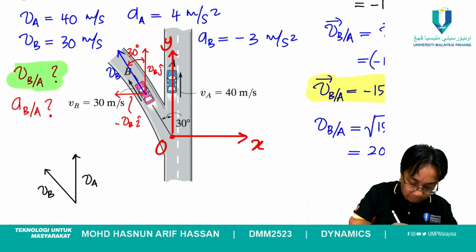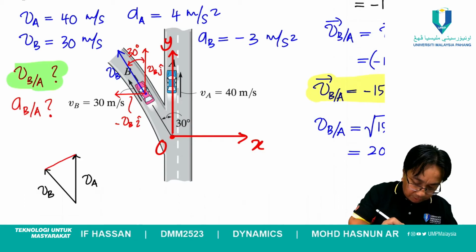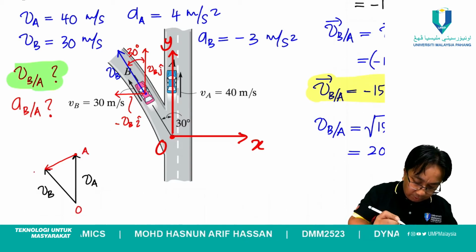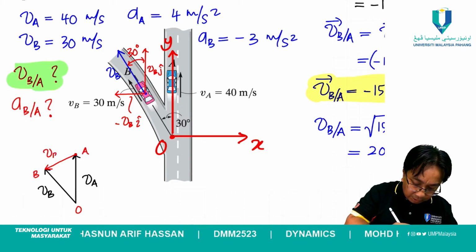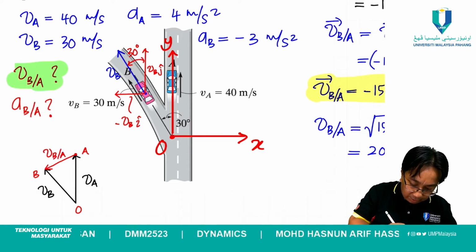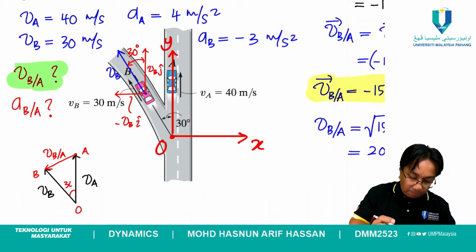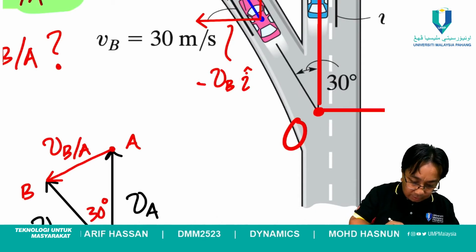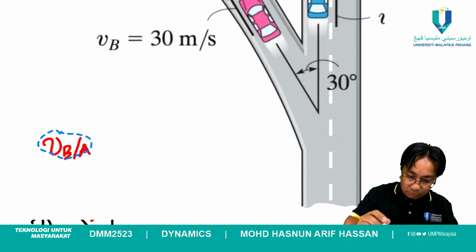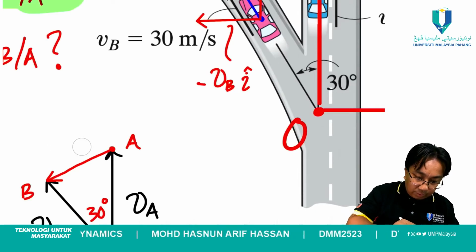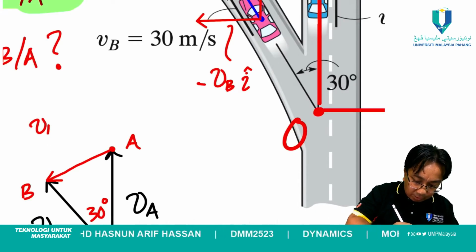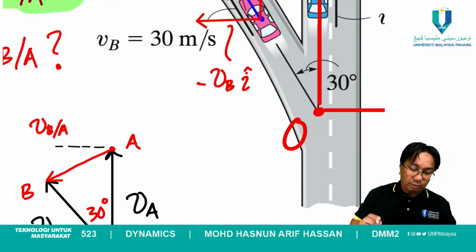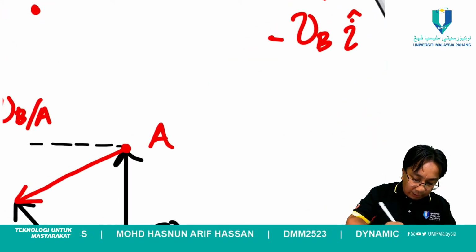and then finally you will have VB slash A, this one, from point A. This is A, this is O, this is B, so this will be VB slash A, and we have the angle here as 30 degrees. So the direction that we want is basically, let me erase this first. This is VB/A. So basically the angle that we want is this angle with respect to the horizontal line, this angle theta here.